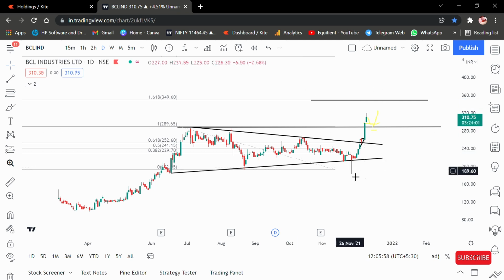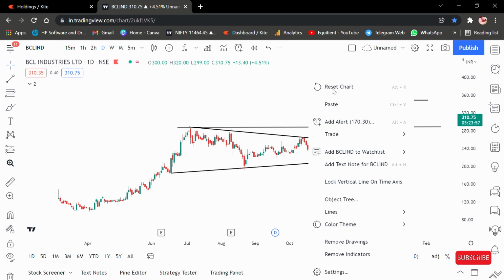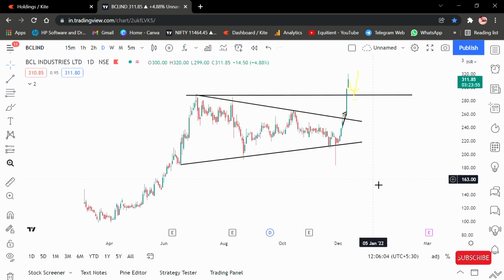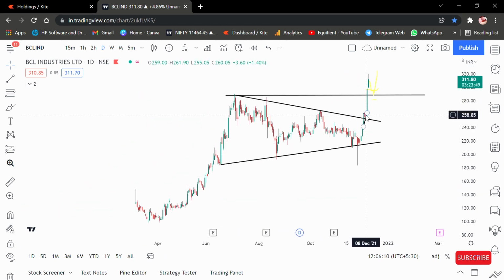It has already given me 50%. So let's see how it is moving. If I see any reversal here, a strong reversal here, I might quit from this trade. If not, then I will continue to hold it.